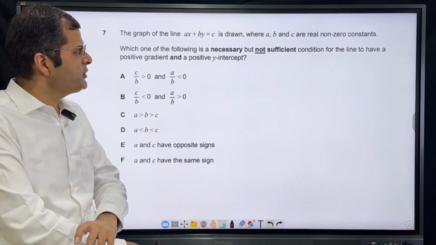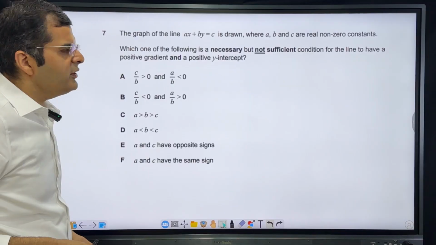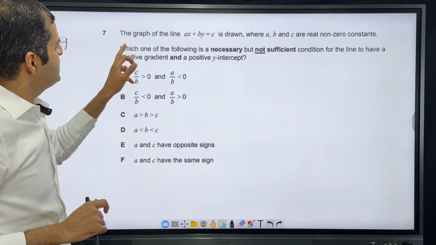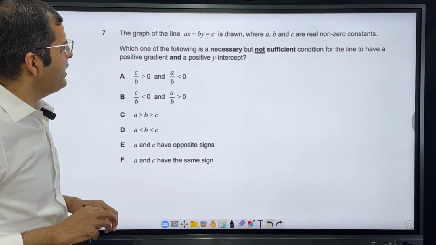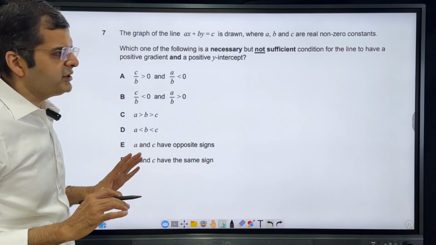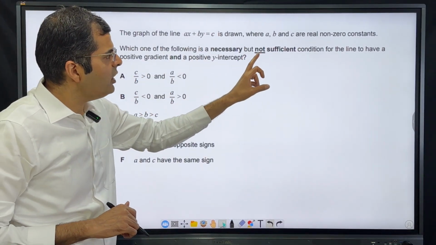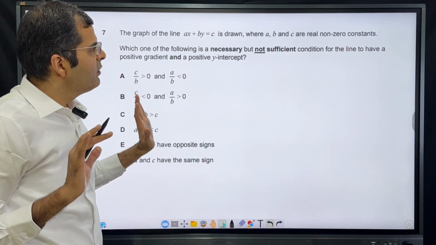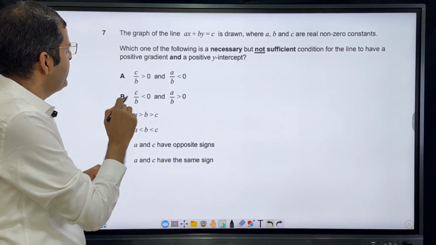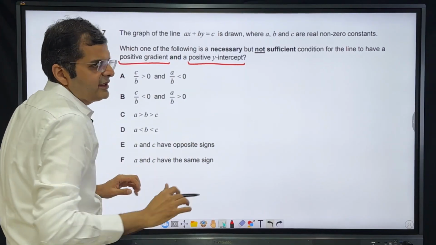Now, this is the seventh question of TMUA 2023 exam paper 2. This is actually a very interesting question. It says the graph of line AX plus BY equal to C is drawn, where A, B, C are real non-zero constants. Which one of the following is a necessary but not sufficient condition for the line to have a positive gradient, which is positive slope, and positive y-intercept?